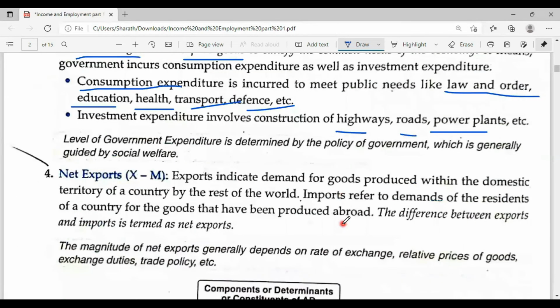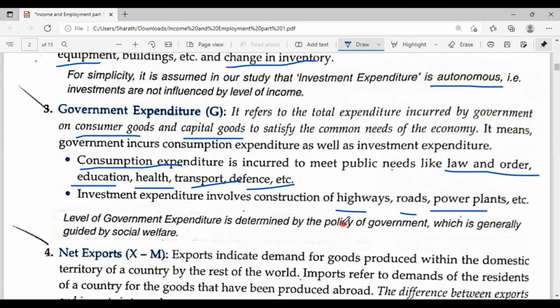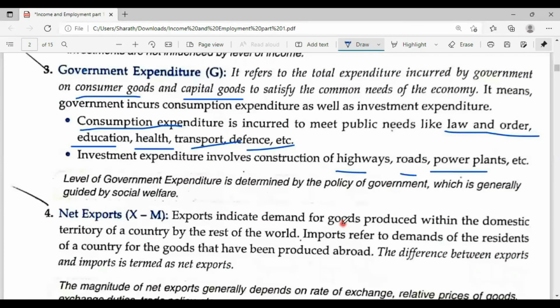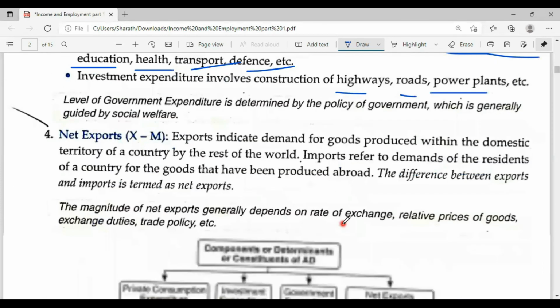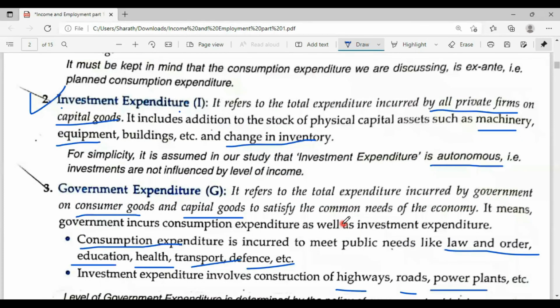We have a last component, that is net exports. Net exports is nothing but the difference between exports and imports. Exports are those goods made for and bought by the rest of the world. If we add those exports, they are treated as a part of aggregate demand. So these are some of the components of aggregate demand.